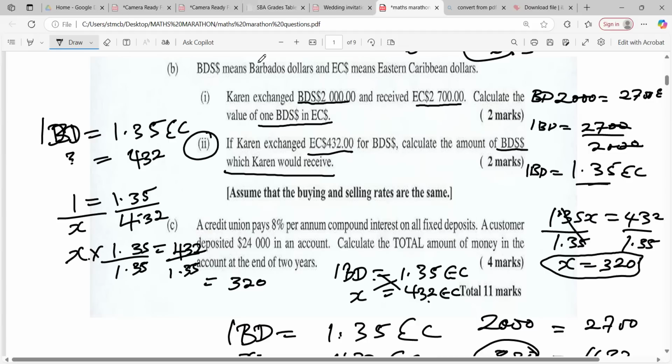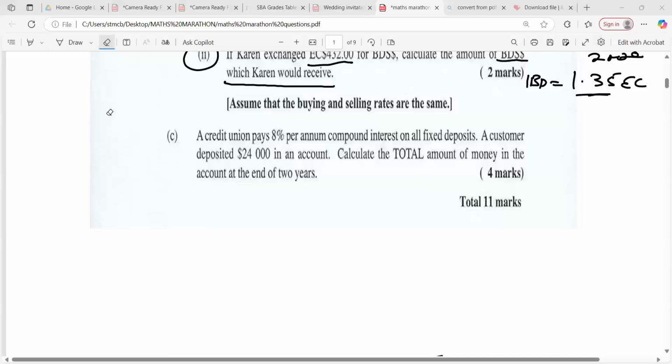All right, we are going to the next one shortly. So a credit union pays 8% per annum compound interest on fixed deposits. A customer deposited 24,000 in an account. Calculate the total amount of money in the account at the end of 2 years. So they want us to do it for 2 years, right?